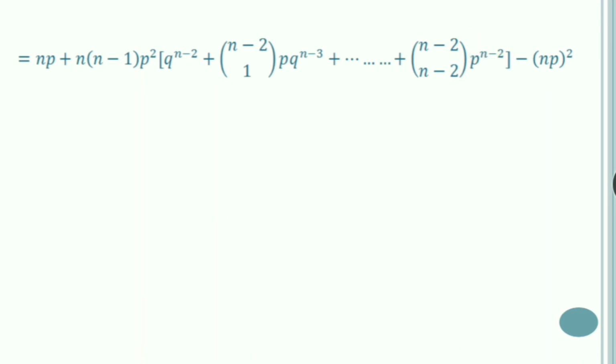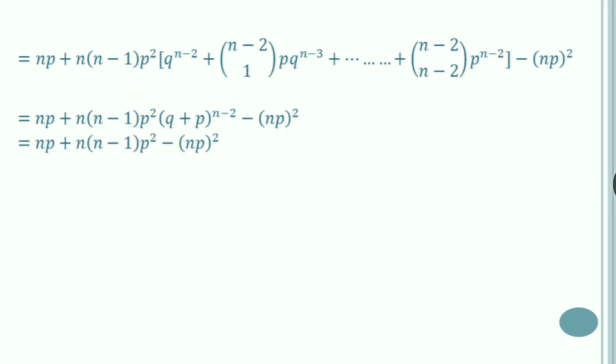So by binomial theorem this will become np as it is plus n into n minus 1 p square as it is. Here we are applying binomial theorem. So here we get q plus p raised to power n minus 2, minus np whole square, and p plus q is again 1, so we get np plus n into n minus 1 p square minus np whole square. Now just open up these brackets, so we get np plus n square p square minus np square minus n square p square.